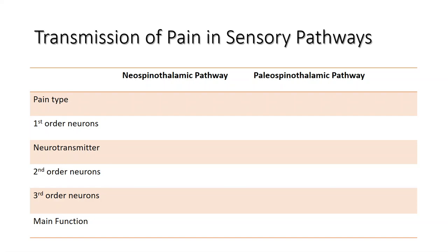The two types of pain nerve fibers are segregated in the spinal cord into two distinct pathways, namely the neospinothalamic and paleospinothalamic pathways. The first order neurons carrying fast pain through the A delta fiber types make synaptic connections with the neuron present in lamina 1 of the dorsal horn. The neurotransmitter released by the first order neurons is most likely glutamate.